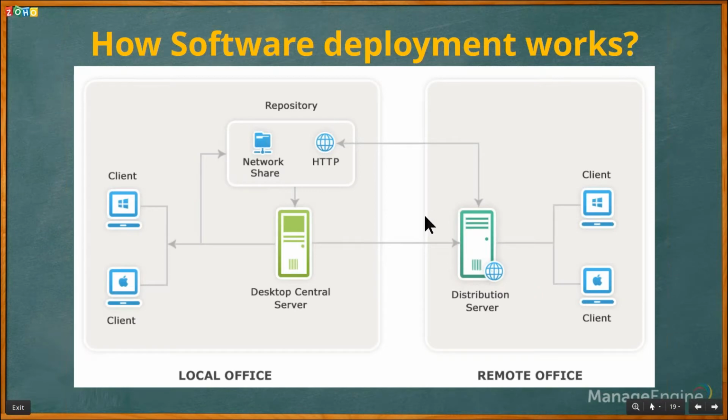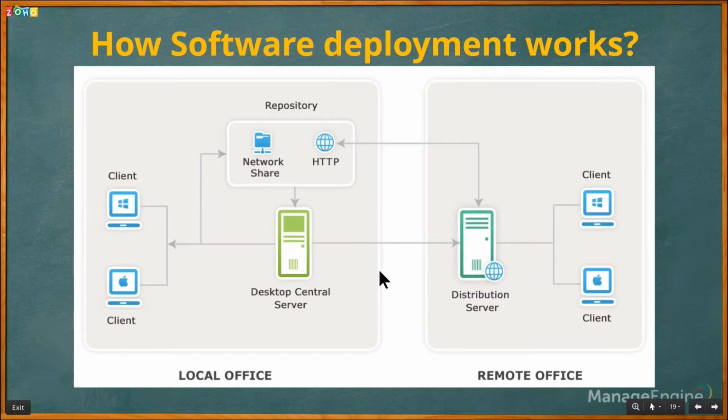Now let's look at how software deployment works with Desktop Central. We download the application binaries from the vendor website and keep them in a repository. Then we create a package. We give the location of the repository, apply the appropriate silent switches, and create the package. Once we create the package, we proceed to create a configuration. Once I create the configuration, I choose the package that I have created, and then I deploy it to all my agents.